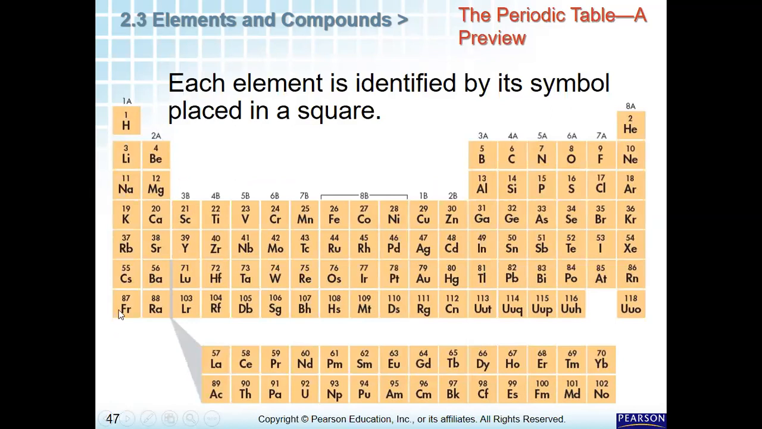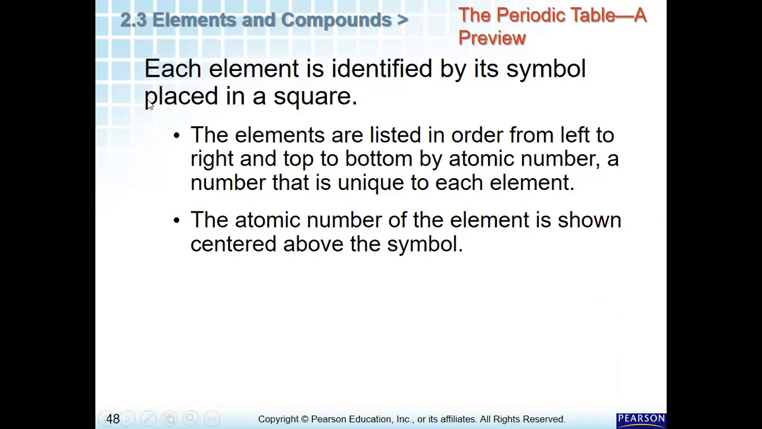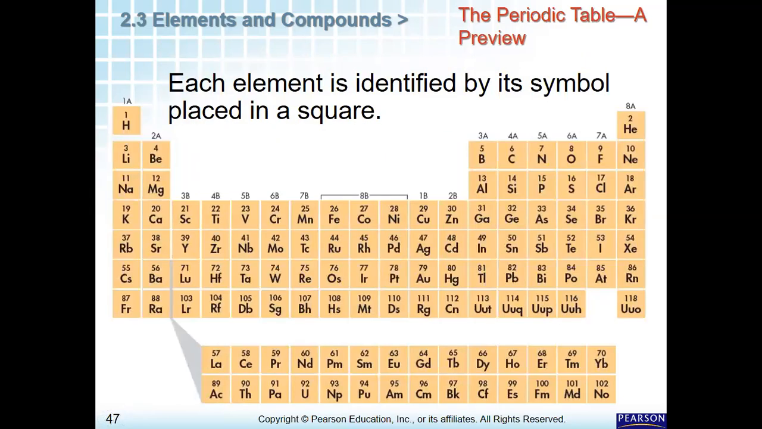Start with columns, and these columns, the vertical ones, are representing groups. So every group here has its own properties different from the other group. The horizontal rows are representing periods, and the properties are repeated every single period, so we call it the periodic table.